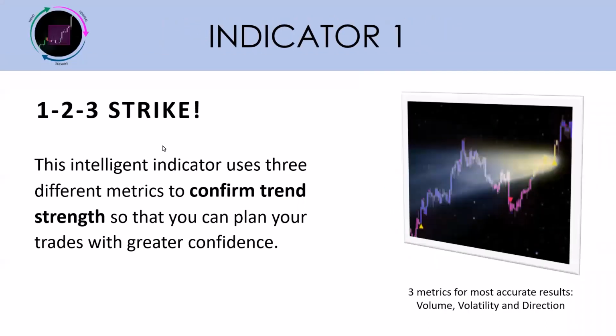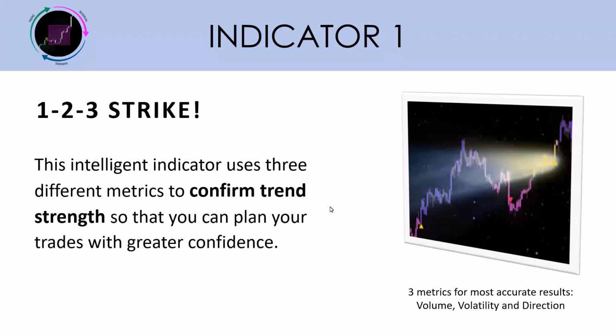Just to recap real quick, the first indicator is called 1, 2, 3 Strike, and it's our trend trading indicator. It will generate a buy signal if a strong long trend is established and detected. The indicator does this by looking at 3 different dimensions. There's directionality, so price needs to move in a certain direction. There needs to be an increase in volatility and an increase in volume. And if all 3 come together, a signal is generated.